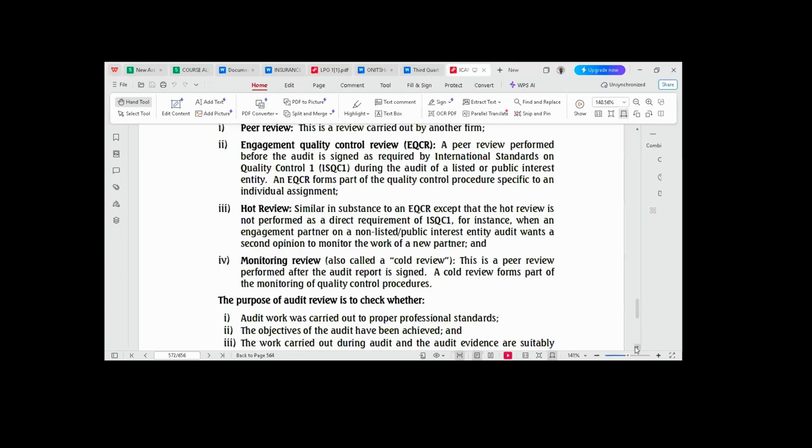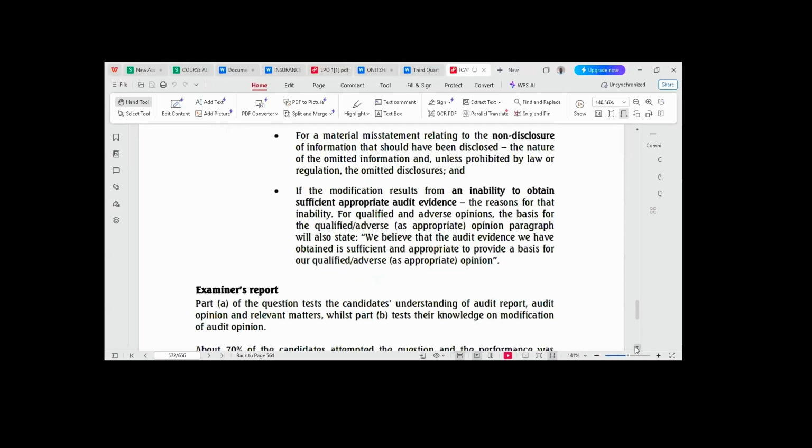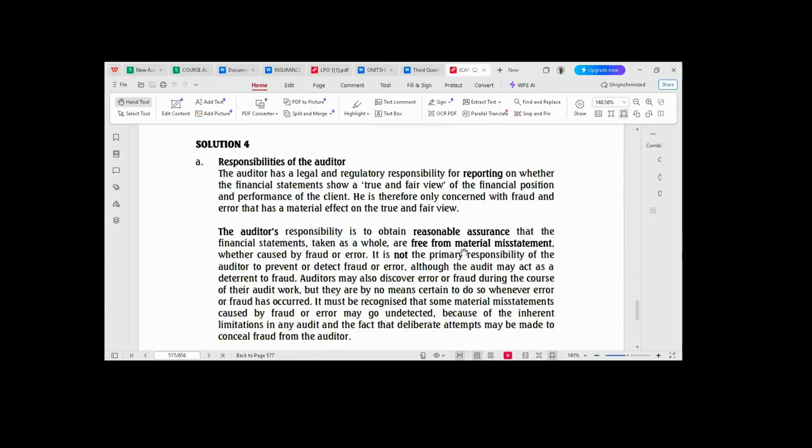We are looking at question 4. So the first question is looking at what's the responsibility of the auditor to fraud. Now, the auditor has a legal and regulatory responsibility to report whether the financial statements show a true and fair view of the financial position and performance of the client. He is therefore only concerned with fraud and error that has a material effect on the true and fair view. The auditor's responsibility is to obtain reasonable assurance that the financial statements taken as a whole are free from material misstatements, whether caused by fraud or error. It is not the primary responsibility of the auditor to prevent or detect fraud or error. Therefore, the audit may act as a deterrent to fraud.